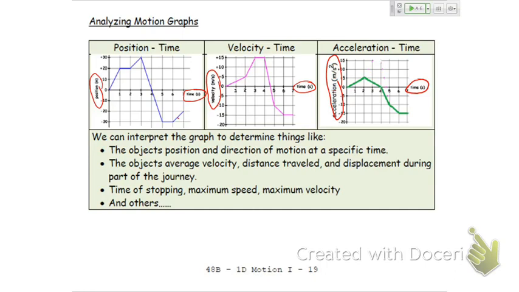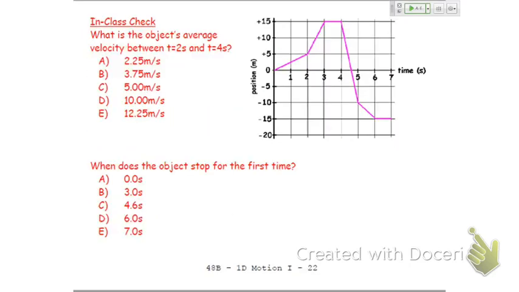And then, when would I return to the starting point? I'd return to the starting point when that displacement is the same as that displacement, if I ever get that. Can you see? 2 very similar looking graphs, completely different interpretation. And I can do the same thing over here. So the things I can do is I can say, what is the object's position and direction of motion at a specific time? Or what is an object's average velocity, distance traveled? What is a stopping time? So look at those. And I will see you guys next time.